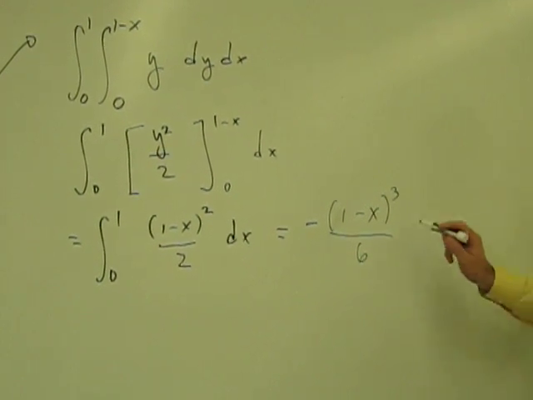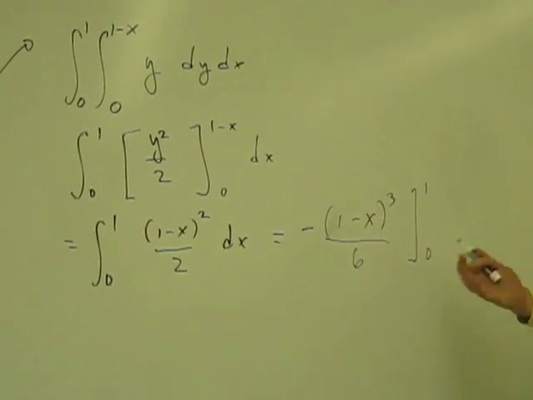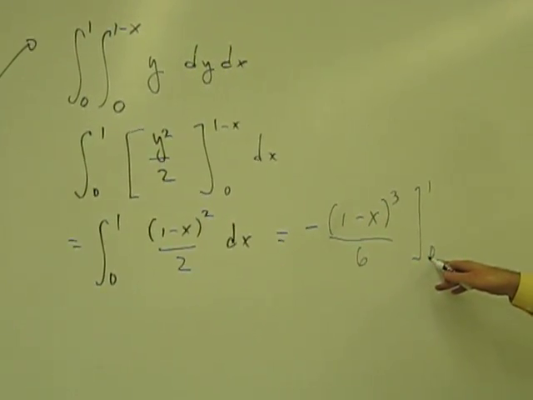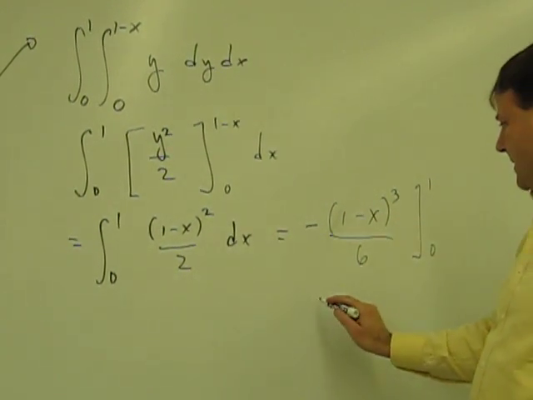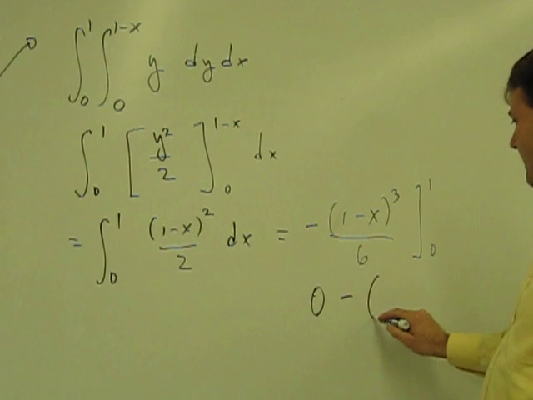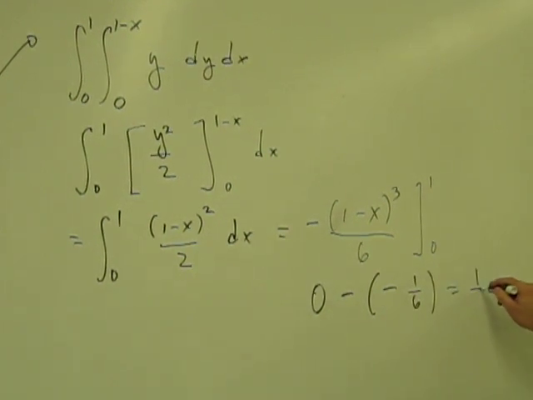Okay, so there's my integration, and I'm going to evaluate that from 0 to 1. Be careful here, don't just automatically assume that when you plug in 0 it goes away. It's actually the opposite here. When you plug in 1 it goes away. So what this is equal to is 0 minus negative 1/6, which is positive 1/6.